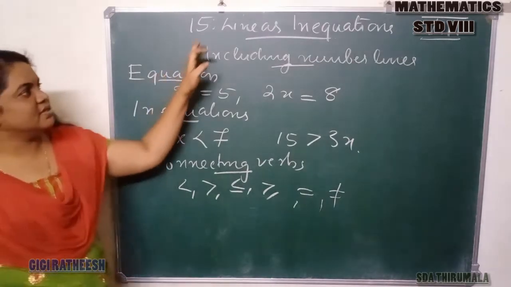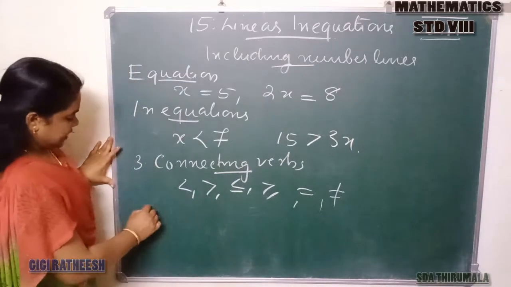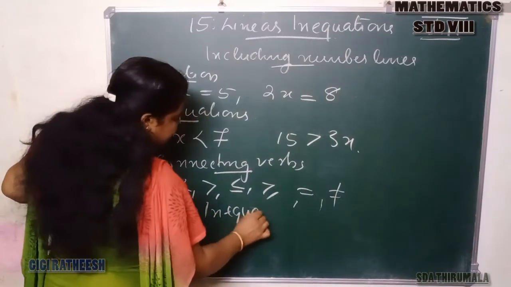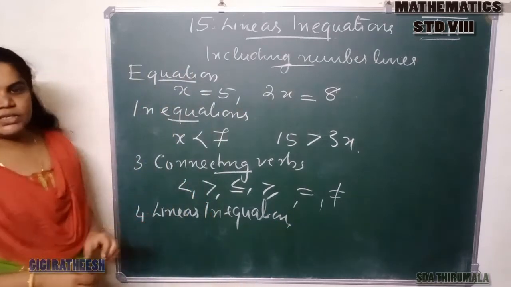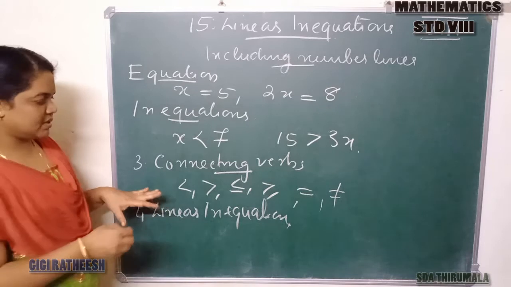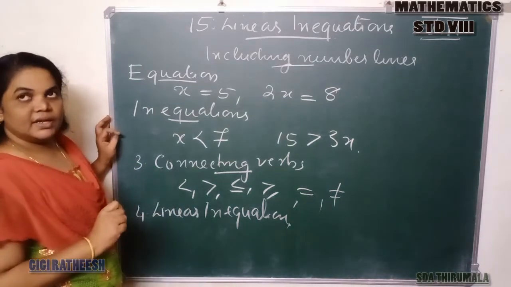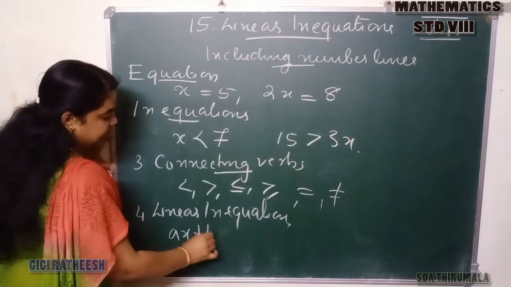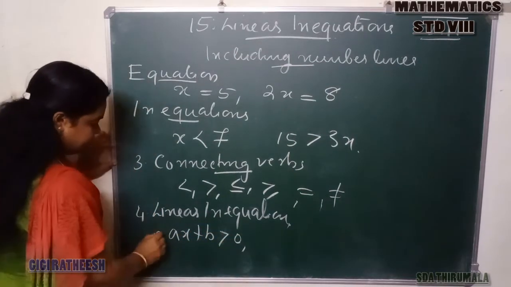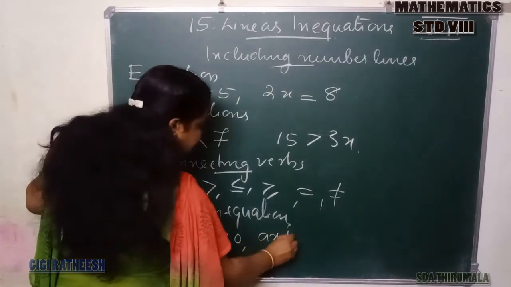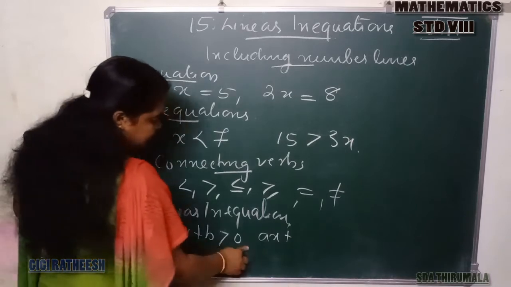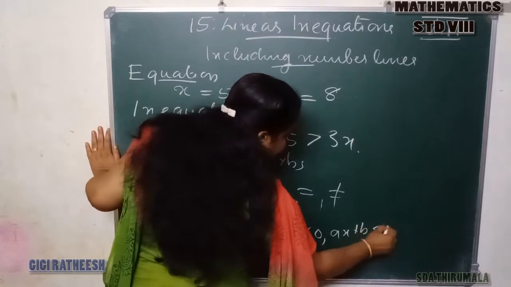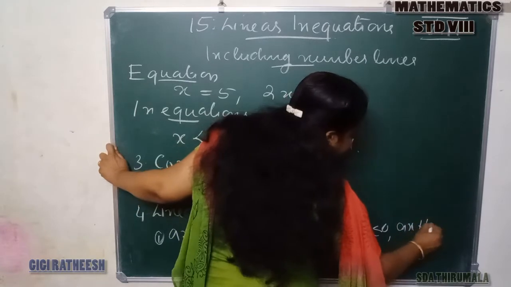What are linear inequations? If a and b are real numbers, then ax plus b greater than 0, ax plus b less than 0, ax plus b less than or equal to 0, and the last one, ax plus b greater than or equal to 0.